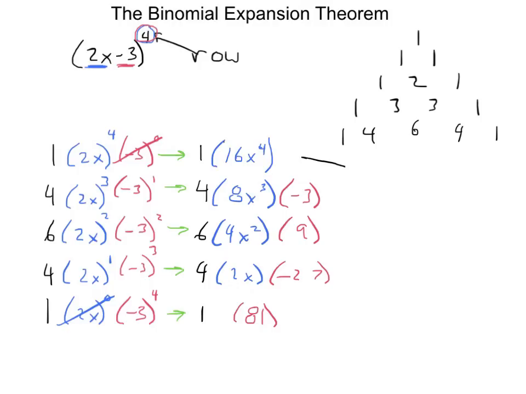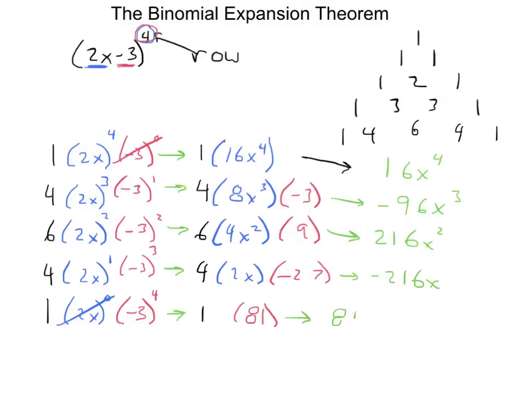The next step is actually to simplify each one of these rows. The top row is 16x to the 4th. The next row down I have some multiplying to do. I have 4 times 8 is 32. 32 times negative 3 is negative 96x cubed. This next one I've got 6 times 4, which is 24, and then 24 times 9, which is 216. So 216x squared. This one here, this is 54, so I think that's another 216 actually. This time it's negative 216x, and then in the last one you've just got plus 81.